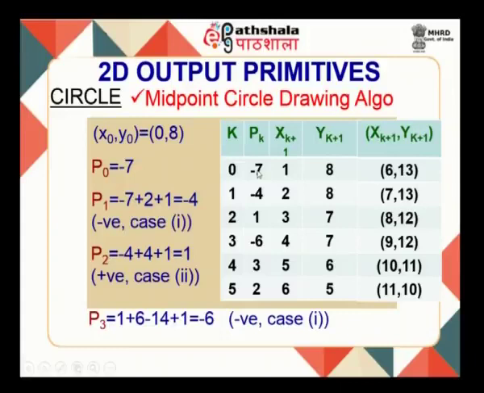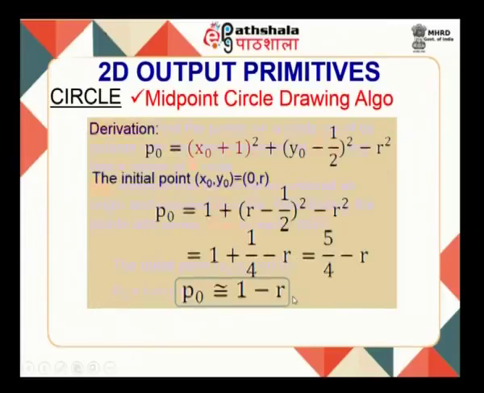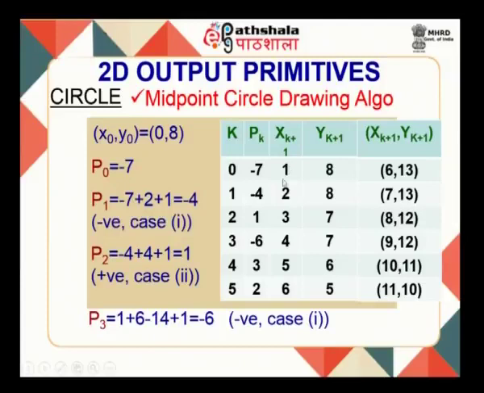Okay. So, as we did in the previous Bresenham's case, the first decision parameter is -7, negative. So, the x value is 1, while the next y value is the same as previous. For the P1 case, you use the equation for the next decision parameter, which is P(k+1) = Pk + 2x(k+1) + 1, where x(k+1) is the next x value, which is 1. So, 2 into 1 plus 1, minus 7, plus 2 plus 1, which is minus 4.